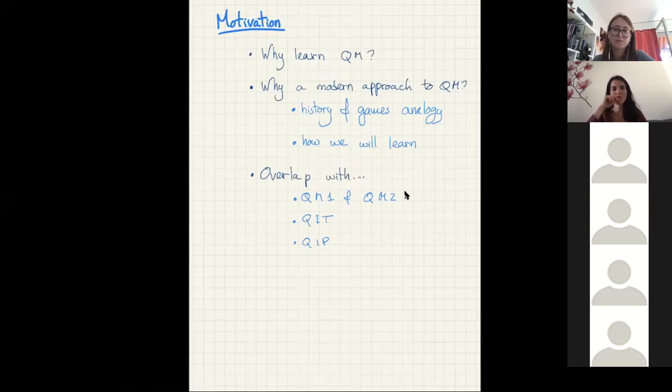So why did we decide to create this course? Why quantum physics for non-physicists, and what's the difference between this and traditional quantum physics courses? And what's the overlap with other courses that you might have? Okay. So first of all, I think it's important to learn quantum mechanics, not just for the applications these days to quantum computing, for example, which are very fashionable.